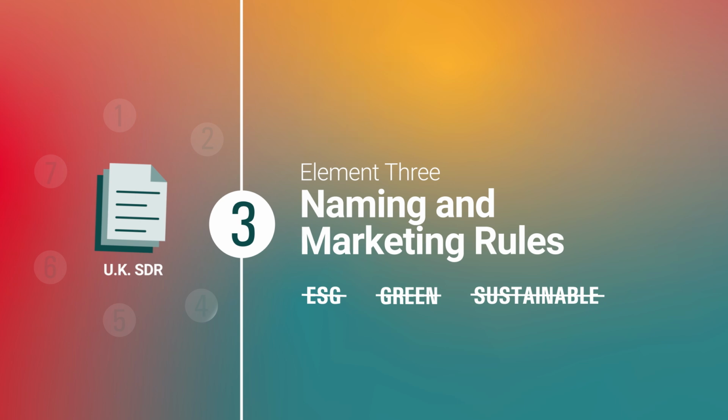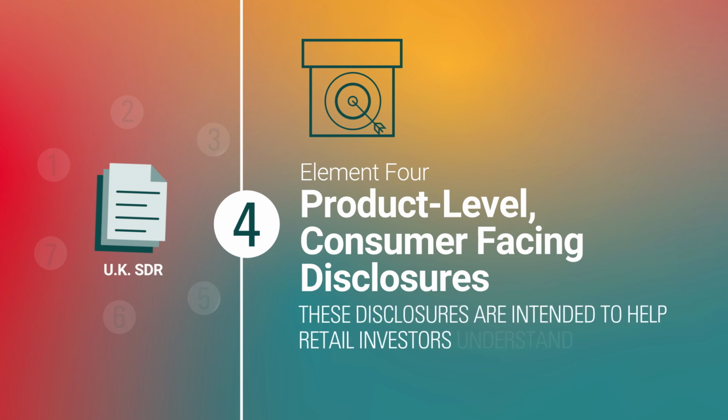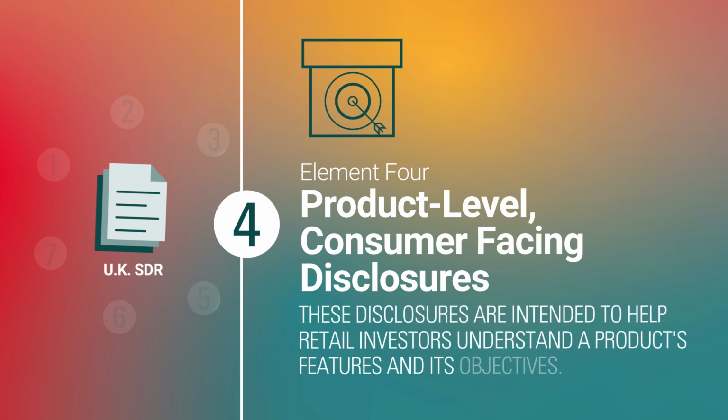The fourth key element is product-level, consumer-facing disclosures. These disclosures are intended to help retail investors understand a product's features and its objectives. They need to include information about a product's sustainability objective and how much progress has been made against the objective.